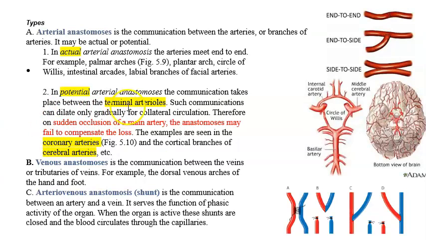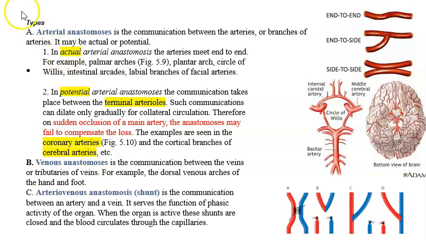Go back here. Potential arterial anastomosis is the communication between terminal arterioles. So these can dilate only gradually for collateral circulation. With sudden occlusion of the main artery, these anastomoses will fail to compensate for the loss. So where will you see this? Coronary arteries and cerebral arteries.